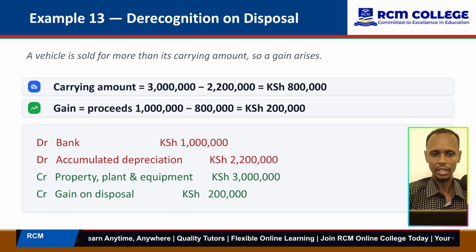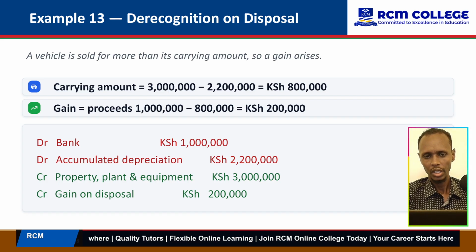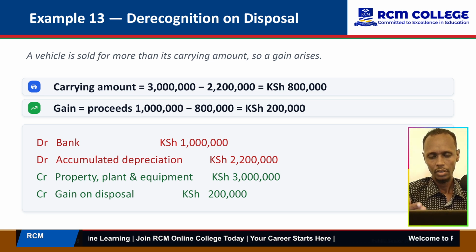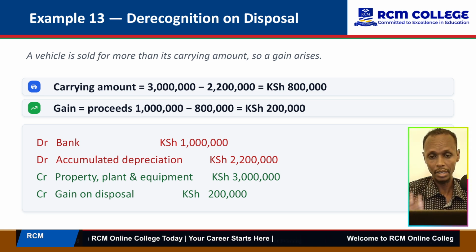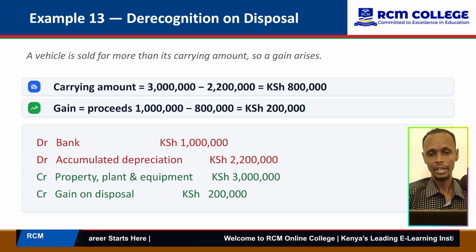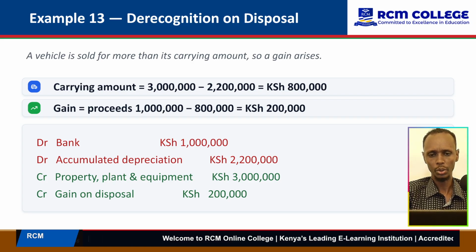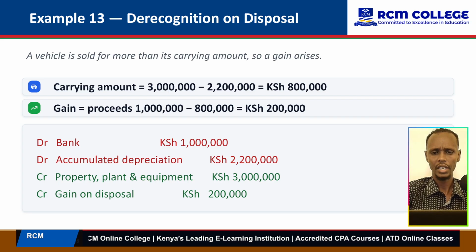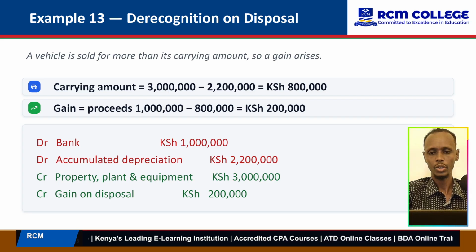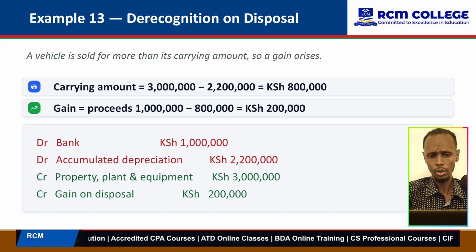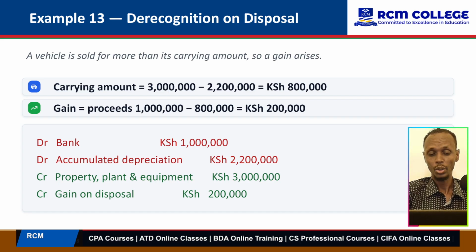So on each side, the debits should equal the credits. If you look at this example, my debits are 3.2 and my credits are also 3.2. So always the debit side should equal the credit side. Otherwise, unless you want to cook your books later, your financials won't balance.